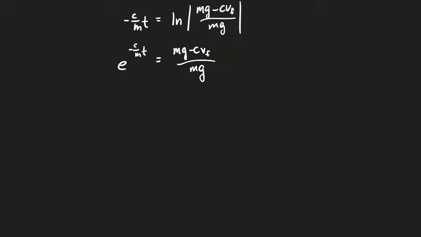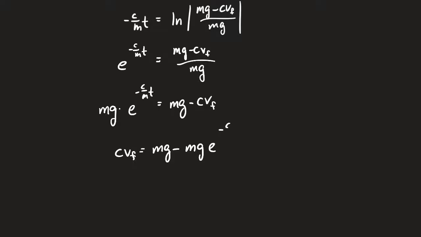Now, there's a variety of ways to go from here, but we need VF by itself. I'm thinking of multiplying both sides by mg. You guys all right with that? So I'll get mg times e to the minus c over m times t equals mg minus cvf. I'm not really having to do any more fancy math. It's just algebra. So I want to get VF by itself. So CVF on this side and mg minus mg e to the minus c over mt.